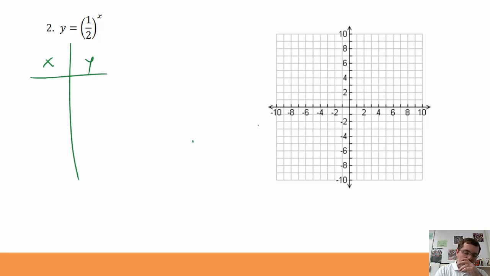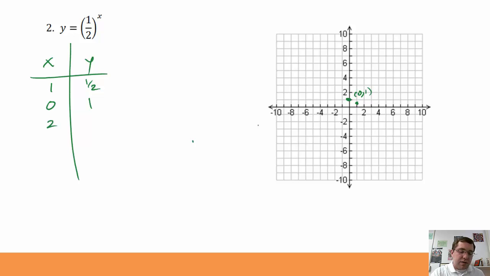What happens if x is 1? Well, then y is 1/2. What happens if x is 0? Well, I'll still get 1. 1/2 to the 0 power is 1. Anything to the 0 power is 1. So I've still got the point 0, 1.